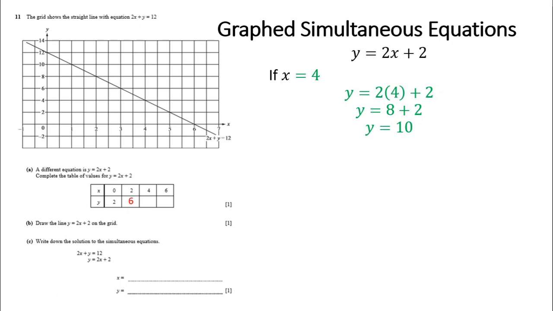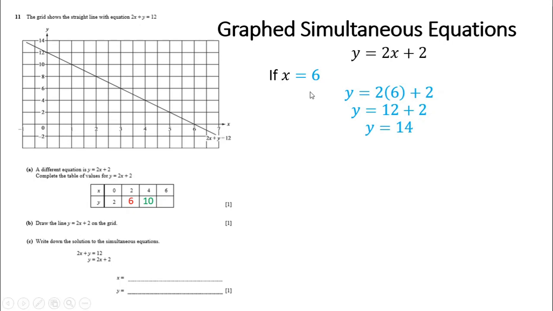And I'll just fill that into my table of values: when x is equal to 4, y is equal to 10. Next, our last point in our table of values is when x is equal to 6. So if x is equal to 6, I replace the x with a 6 here. That would be y equals 2 times 6 plus 2. 2 times 6 is 12, so that's 12 plus 2. And 12 plus 2 is 14, so y equals 14.